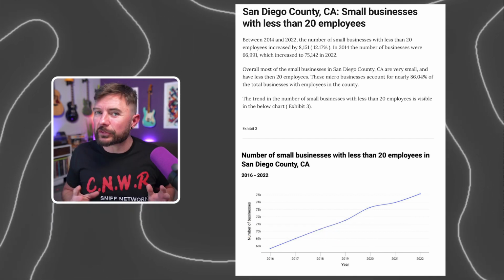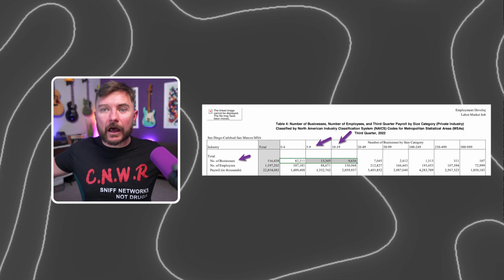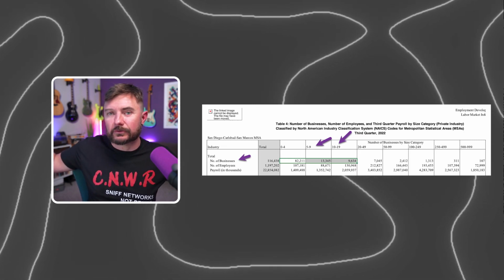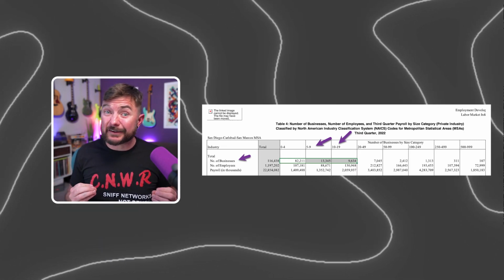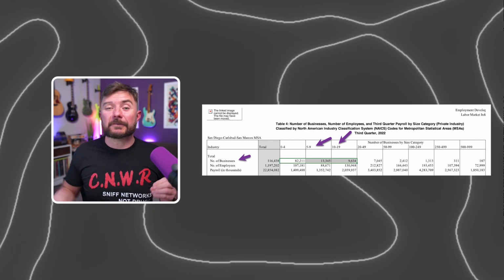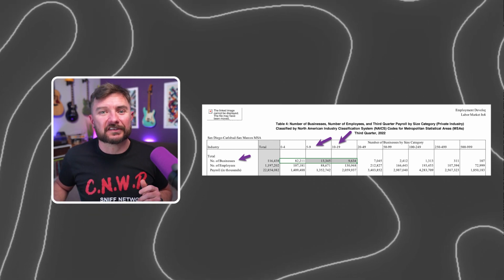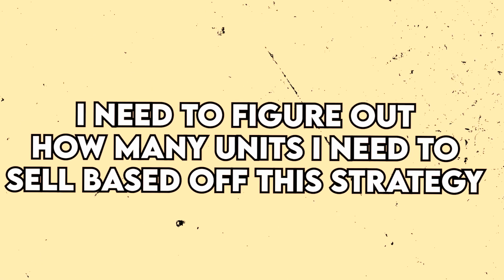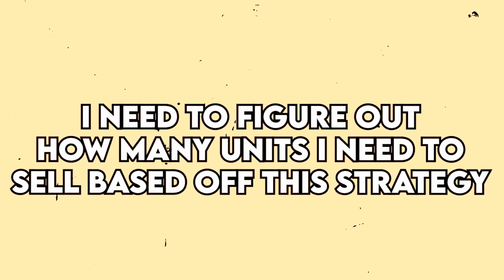So the beautiful thing about this is if there's 90,000 businesses, let's round up, say 100,000, and 70% have less than 10 employees, that means I have a potential of 70,000 businesses that I can target. So we have established our ICP, right? That ideal client profile. Again, I now need to keep in mind that I have to do MRR because I've put the constraints of no T&M on my business. Then I need to figure out how many units I need to sell based off this strategy.